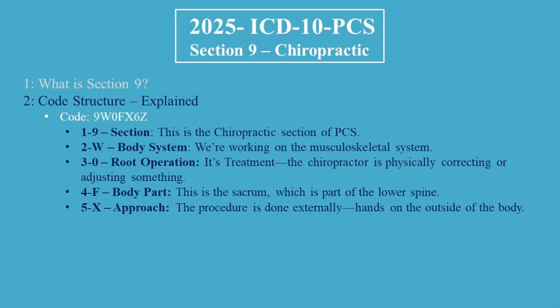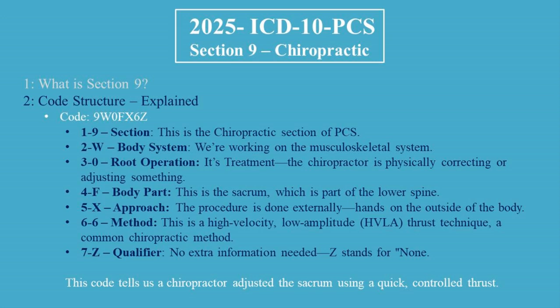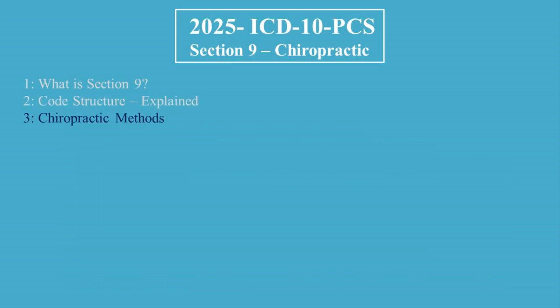Fifth character, X, approach. The procedure is done externally, hands on the outside of the body. Sixth character, 6, method. This is a high-velocity, low-amplitude (HVLA) thrust technique, a common chiropractic method. Seventh character, Z, qualifier, no extra information needed. Z stands for none. So in simple terms, this code tells us a chiropractor adjusted the sacrum using a quick, controlled thrust.